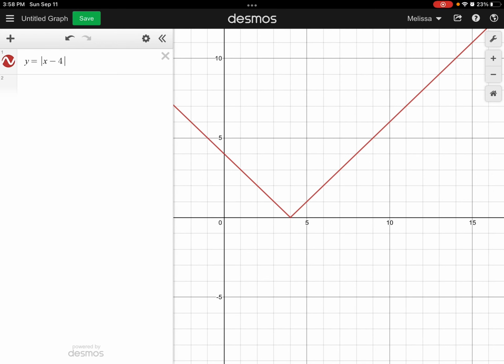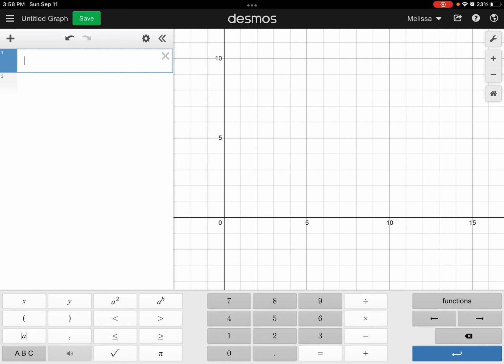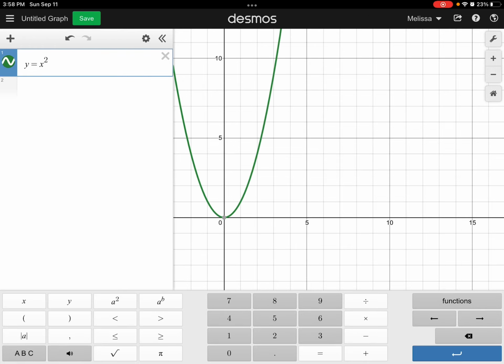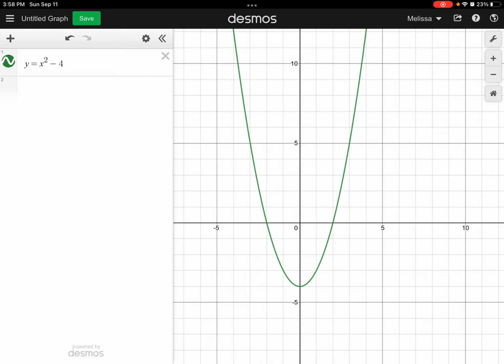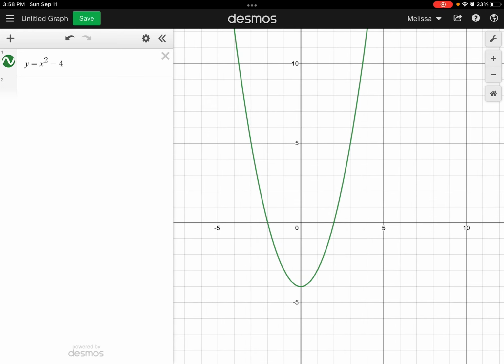So let's go back to Desmos. And we're going to type it in exactly how we see it. We're going to type in y equals x squared minus 4. Oops, let me go back over. Oh man, I wish I could draw on this, but it's not going to let me.